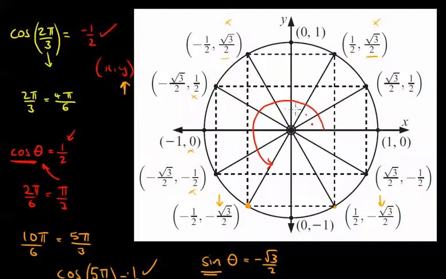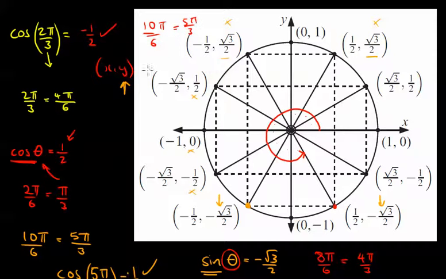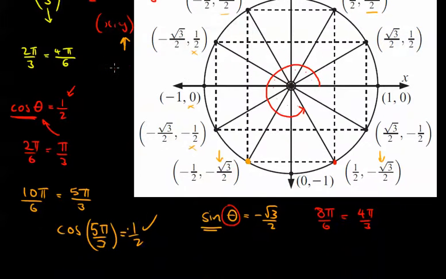Let's count 1, 2, 3, 4, 5, 6, 7, 8. So it's 8 pi over 6, which simplifies to 4 pi over 3. That's one answer for theta. The next one is this coordinate. Starting from the x-axis, going round, 1, 2, 3, 4, 5, 6, 7, 8, 9, 10. So it's 10 pi over 6, which simplifies to 5 pi over 3. If you were to check that, that would definitely give you minus root 3 over 2.